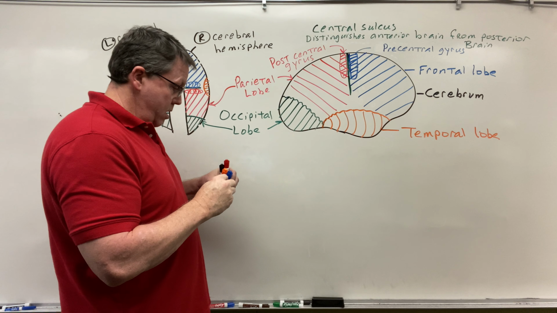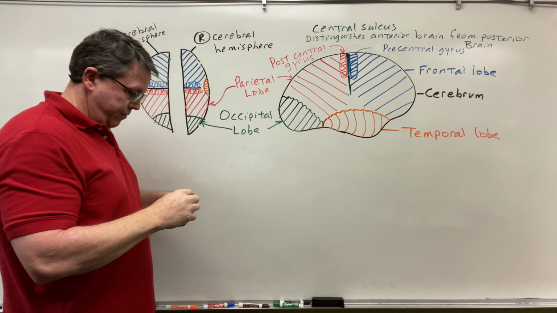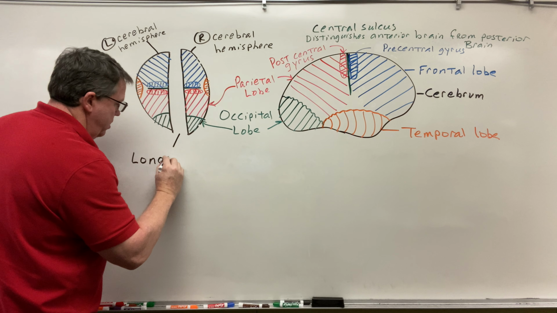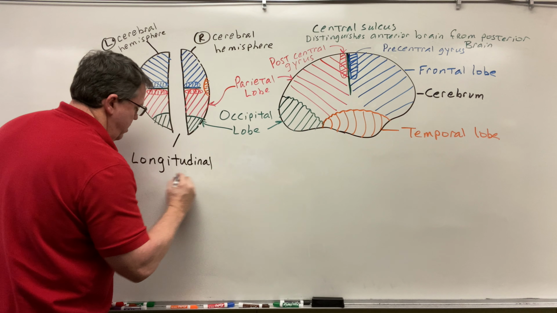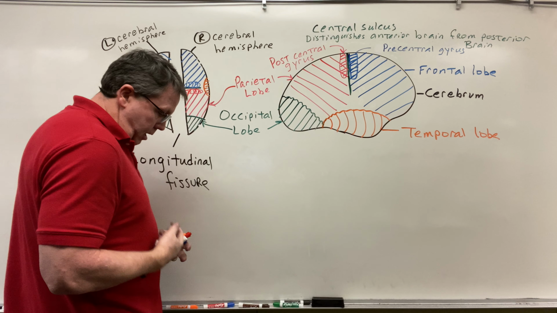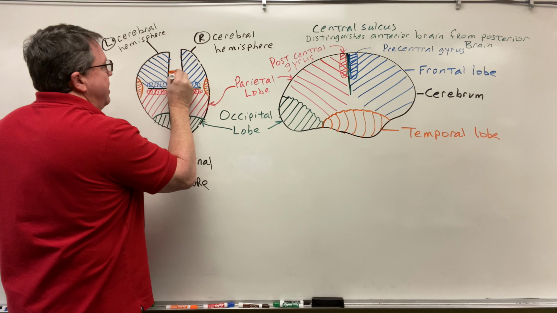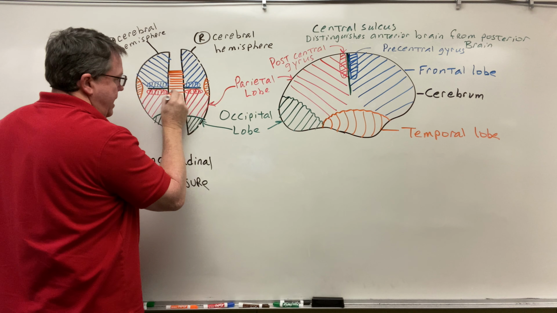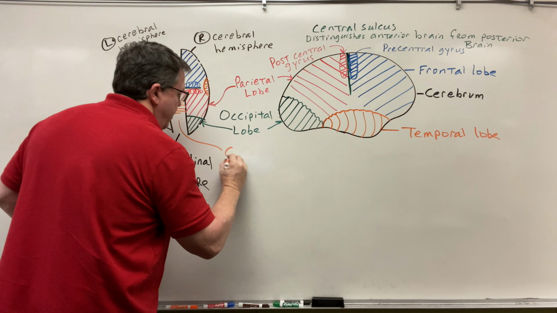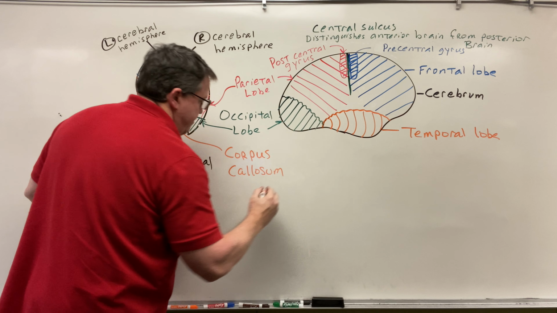Okay, so now, if you notice, between my two cerebral hemispheres, I actually have a big opening right here. Okay, and this big opening right here is known as the longitudinal fissure. So it just means it's a big long opening that we have right there. And in the longitudinal fissure, we have axons that go across here. Okay, and the axons are going to help the right and left cerebral hemispheres communicate with each other. And this is called the corpus callosum. Okay, so there's my corpus callosum.